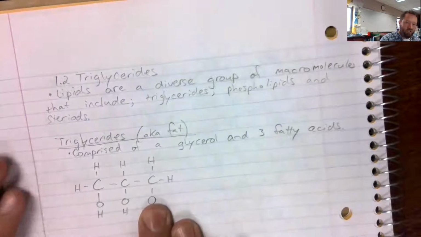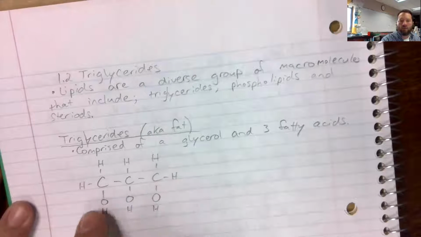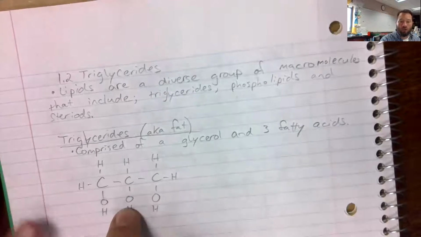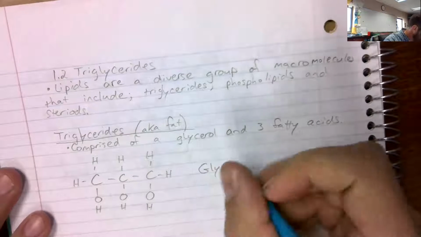So start by looking at the glycerol. That looks like this. We've got a 3-carbon chain, and each of those carbons has an OH, a hydroxyl group, coming off of it. So this is our glycerol.